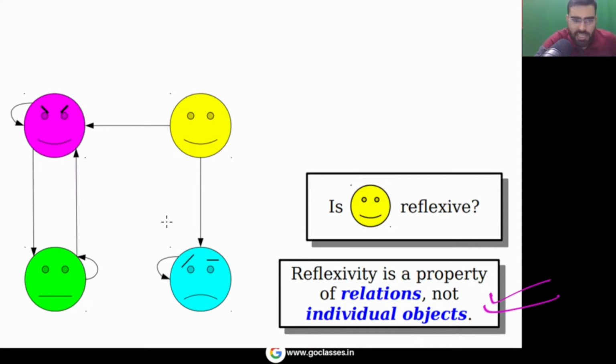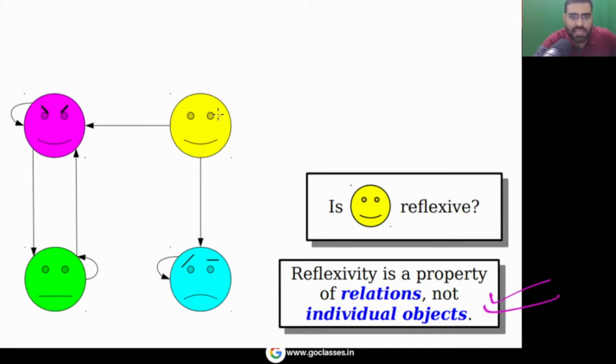This is not a tricky question. Don't worry, in the GATE exam they will not ask you this. This is just for your understanding. In some test series they can ask you this, but it is for your understanding that reflexivity is a property of relation, not a property of an individual object.